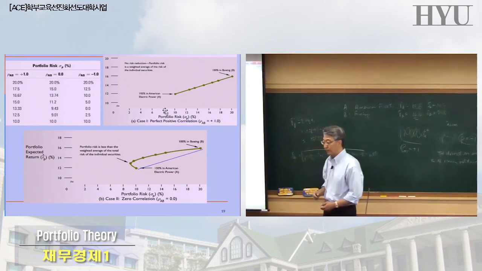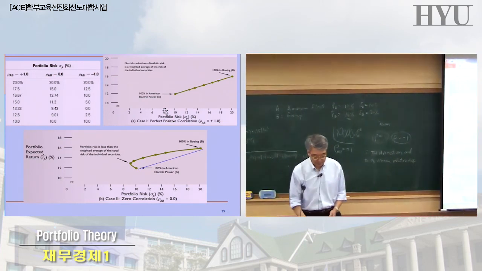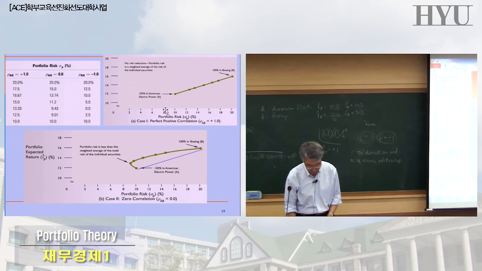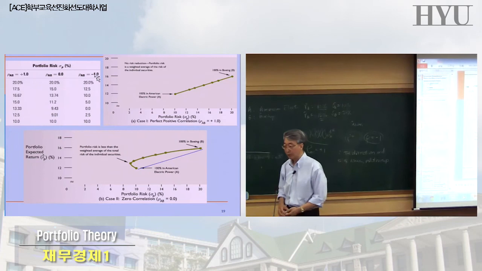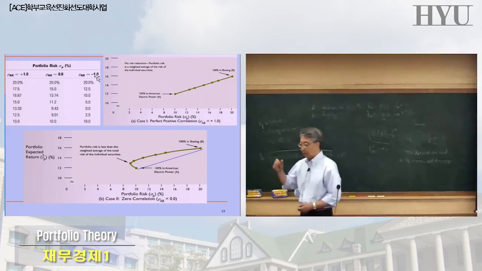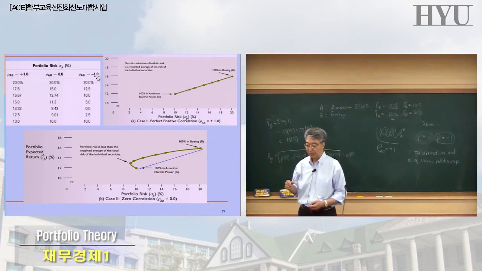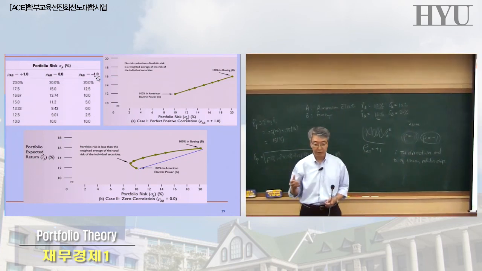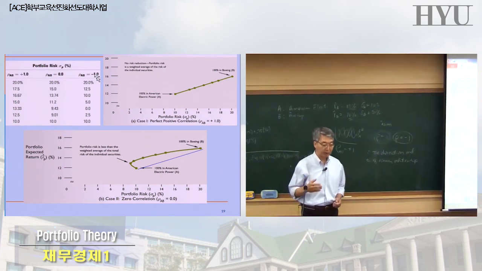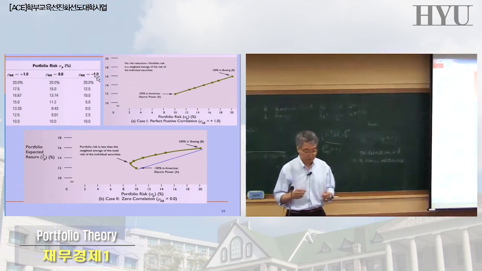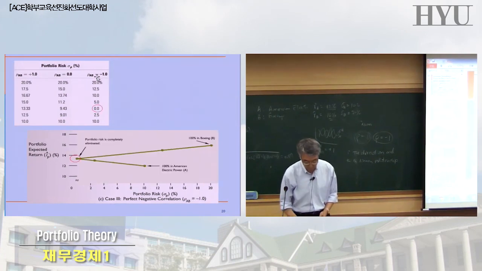Does it make sense? Okay. A more salient example is here. If you look at the third case, what if A and B had perfectly negative correlation, a perfectly opposite relationship? In other words, if A's return goes up by 10%, B's return goes down by 10% exactly. If the return on A goes up by 5%, the return on B goes down by 5%. Perfectly opposite relationship. Then we can completely eliminate the risk.